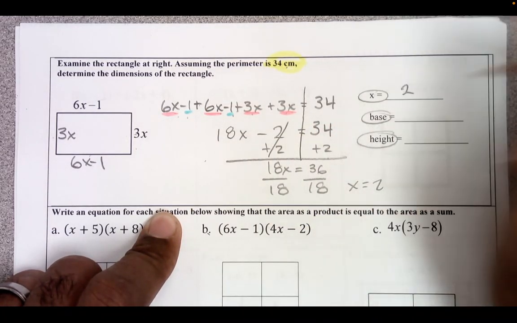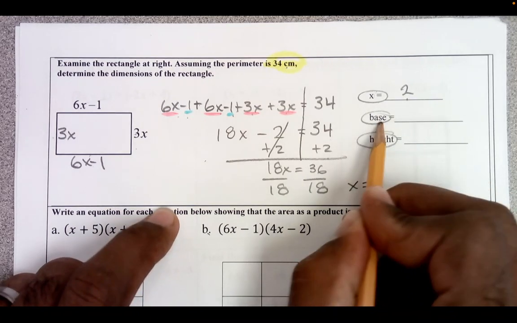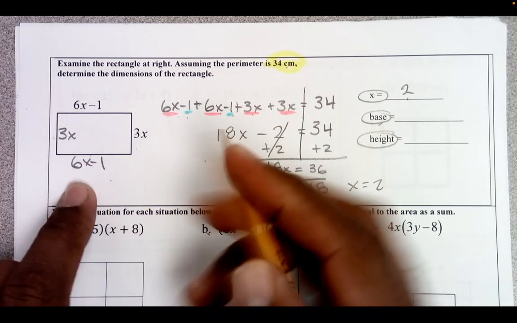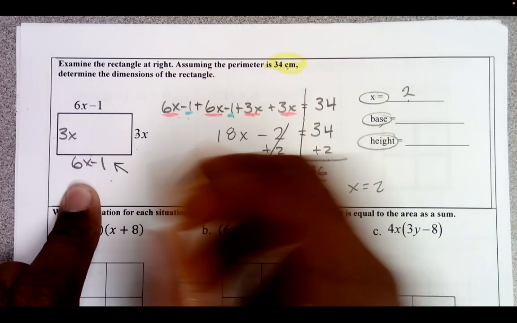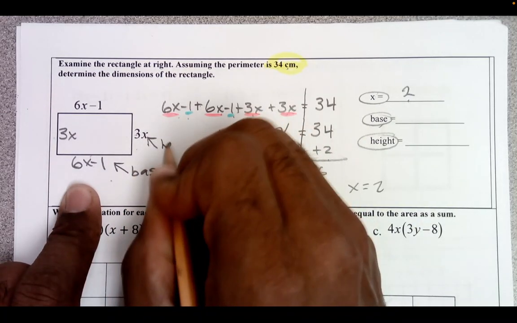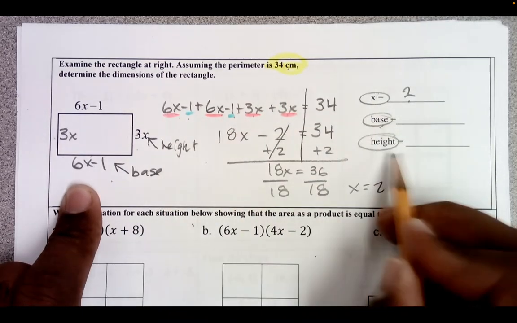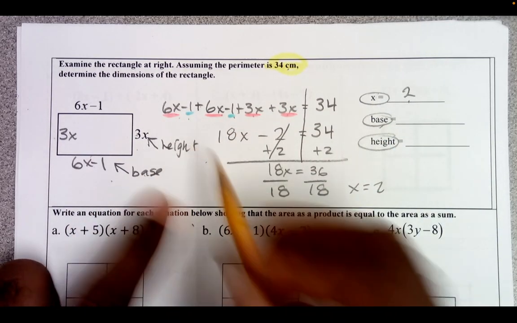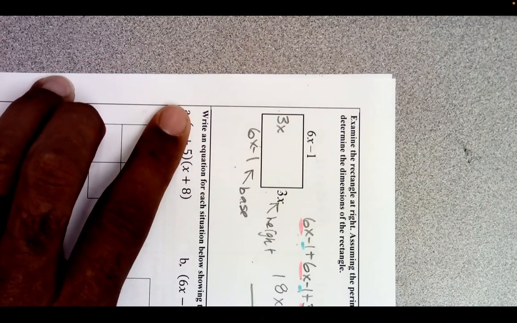Okay, so all we did was find the x value. Now what we want to do is find the base. Well, the base is the side that's on the bottom. The height is the side that's on the side. And honestly, if you mix them up and you label this one as the height and this one as the base, that's okay, because technically if I turn that rectangle, that could be the height or the base.